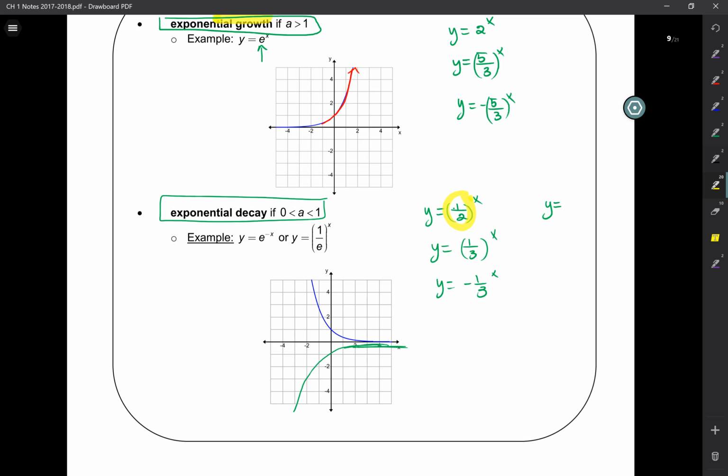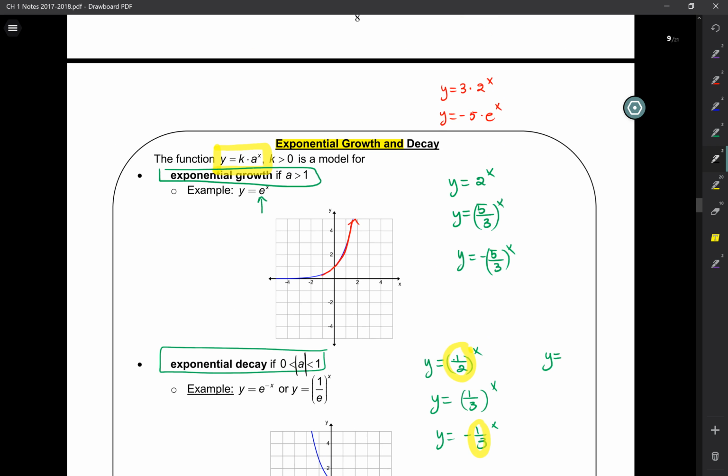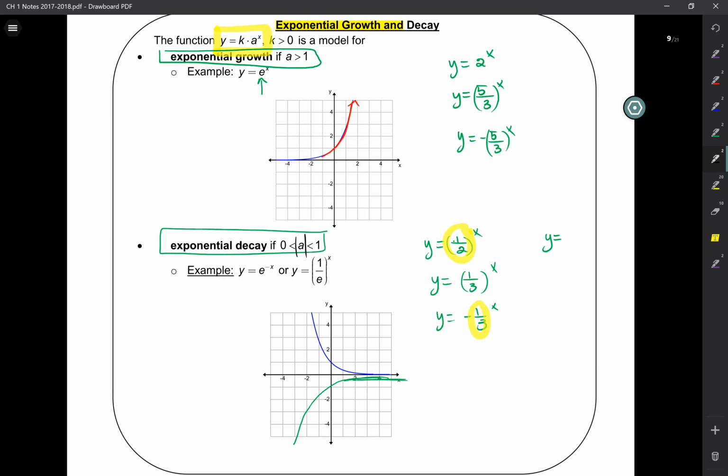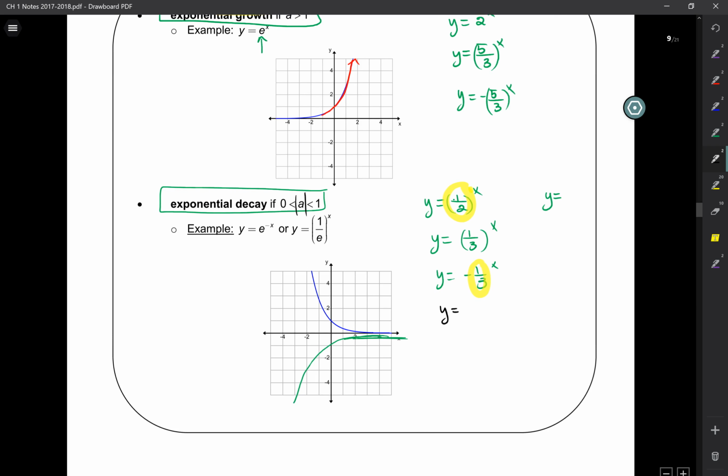Is the reason that negative 1/3 to the x is exponential decay and not growth because there's no parentheses around it? Right. Whether there was parentheses or not, you would ignore the negative. So really, this should say absolute value of a. But then how does that differ from exponential growth where there's the parentheses 5 over 3? Well, 5 over 3 is a number that's greater than 1. Okay. Yeah, 1 over 3 is a number that's less than 1. So regardless, you don't think about the negative. You think about the actual number. Absolutely. So if it were negative 2, it would still be an exponential growth.